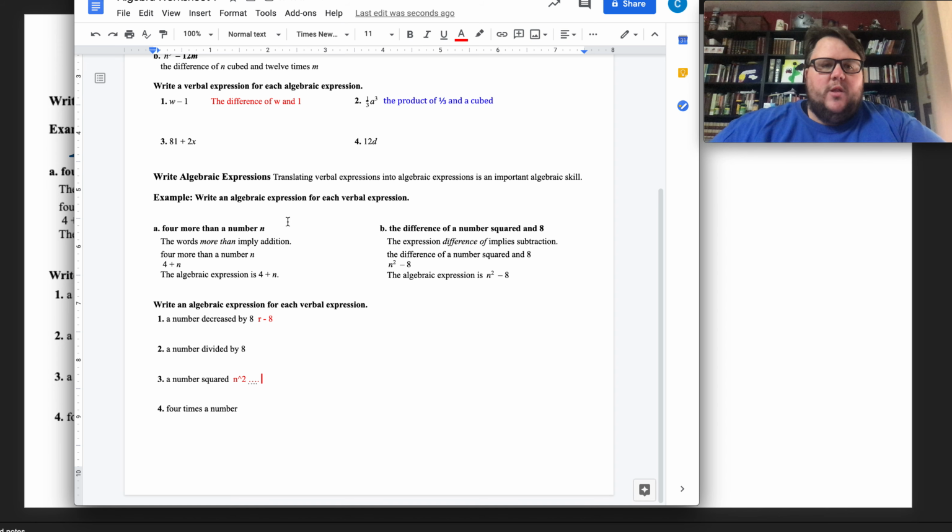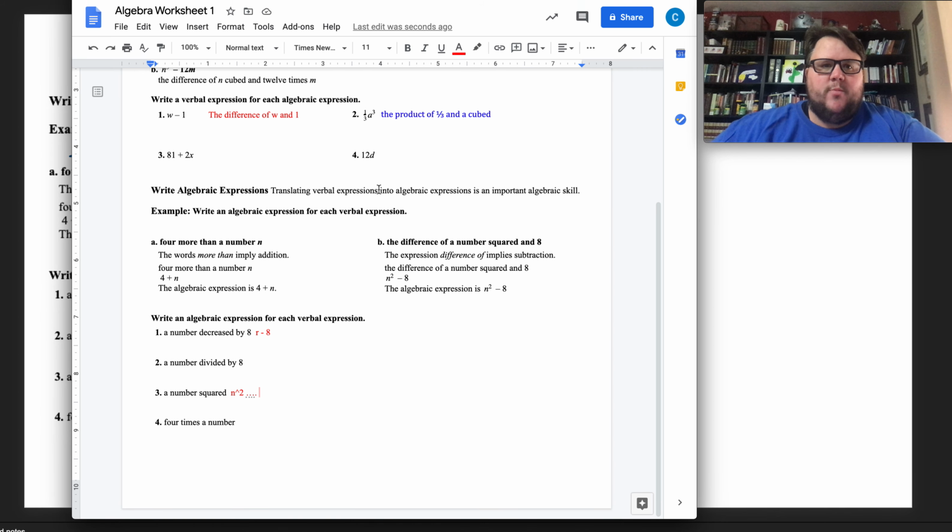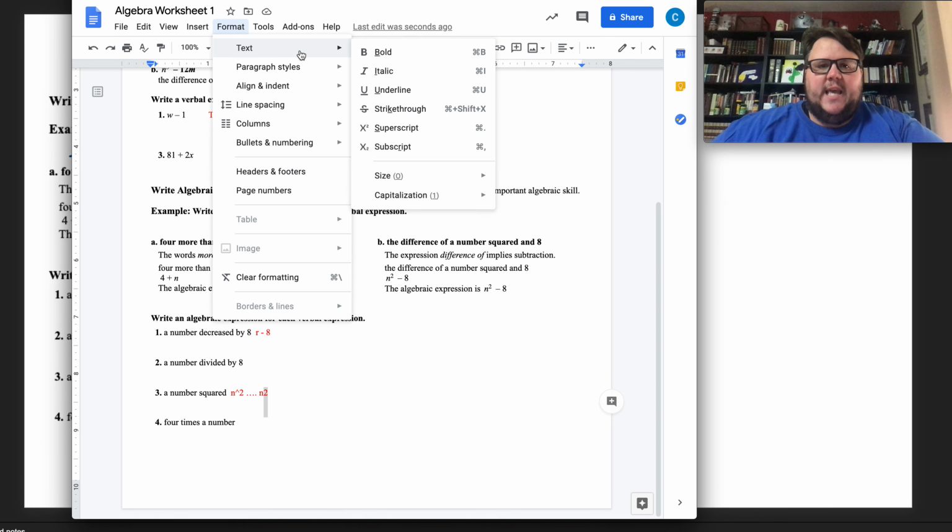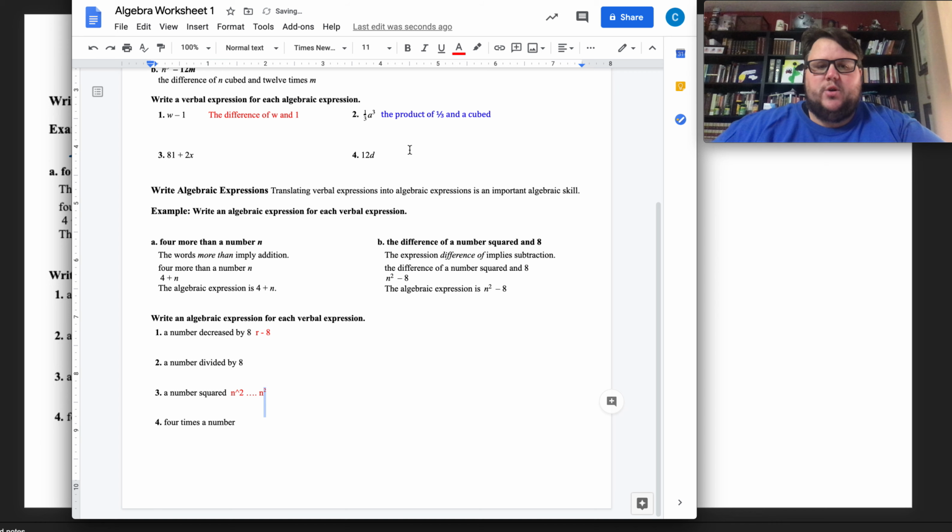But what I'd really like to see is you guys start to use the fonts and everything correctly. So I'm going to slide this down so you can see everything I'm doing. A number squared, so I'm going to say n is my variable. And then I'm going to put 2. But notice, I'm going to highlight the 2, and I'm going to go into Format, Text, Superscript. Now that says n squared.